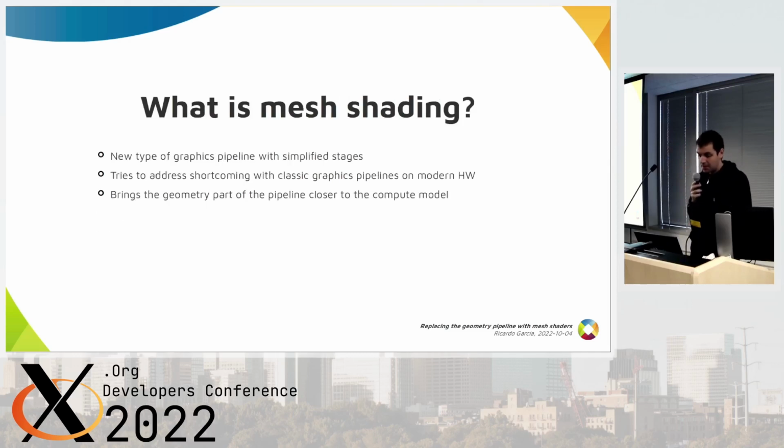So mesh shading basically introduces a new type of graphics pipeline with a much smaller number of stages compared to the classic one. One of the new stages is called the mesh shading stage. And these new pipelines try to address some issues and shortcomings with the classic pipelines on modern GPUs. The new pipeline stages have many things in common with compute shaders, as we will see.